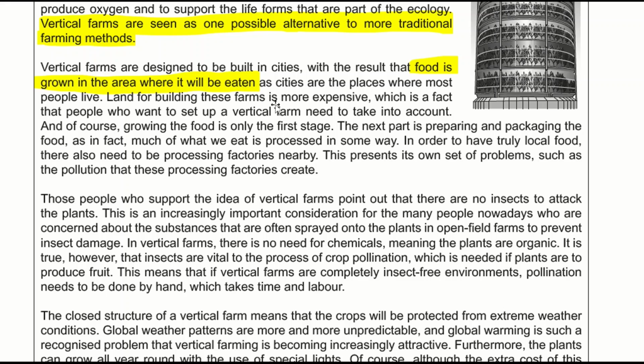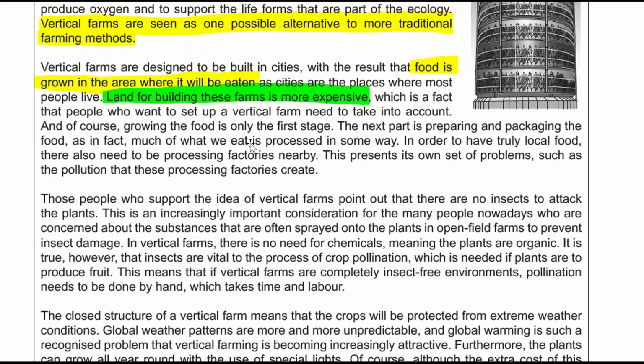Land for building these farms is more expensive. That sounds like something that I mentioned before as well. So land for building these farms is more expensive. I'm going to highlight that in green just because it sounds like a disadvantage. So I just want to make sure that I can see the difference between my advantages and disadvantages. So land for building these farms is more expensive, which is a fact that people who want to set up a vertical farm need to take into account.